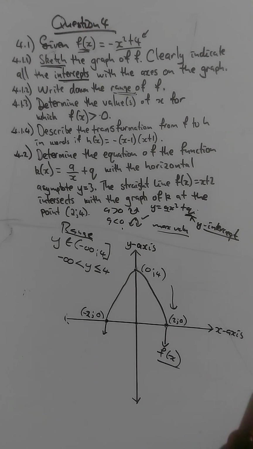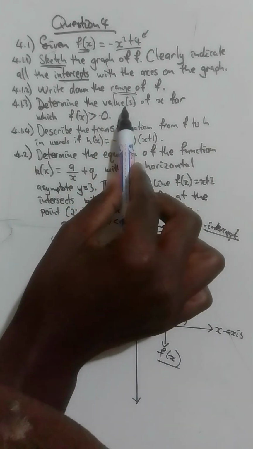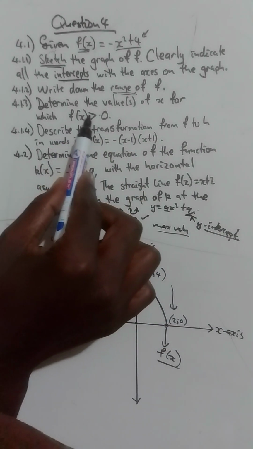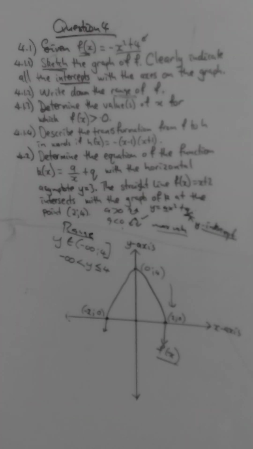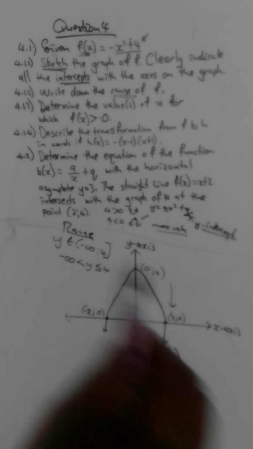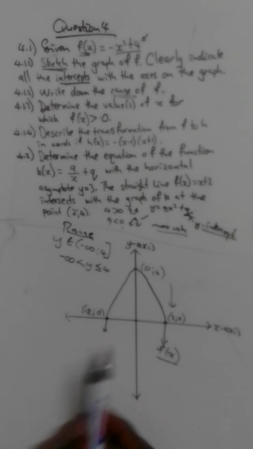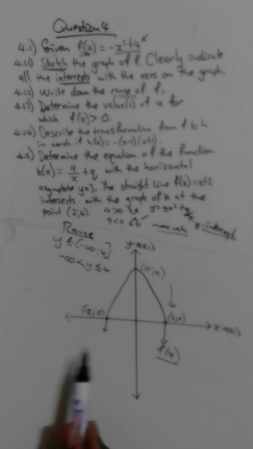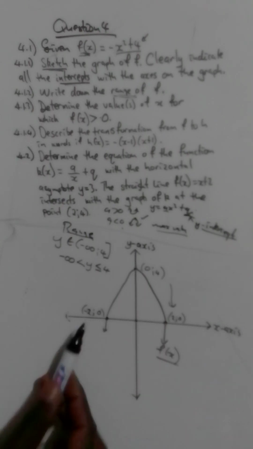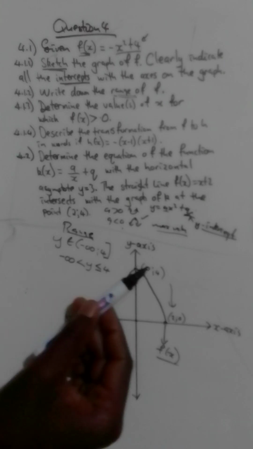The x values. Okay, now they say determine the value of x for which f of x is more than 0, right? So what they are simply asking you is this: using this graph that we have drawn here, the parabola, we must now tell the examiner which x values had y which is more than 0.